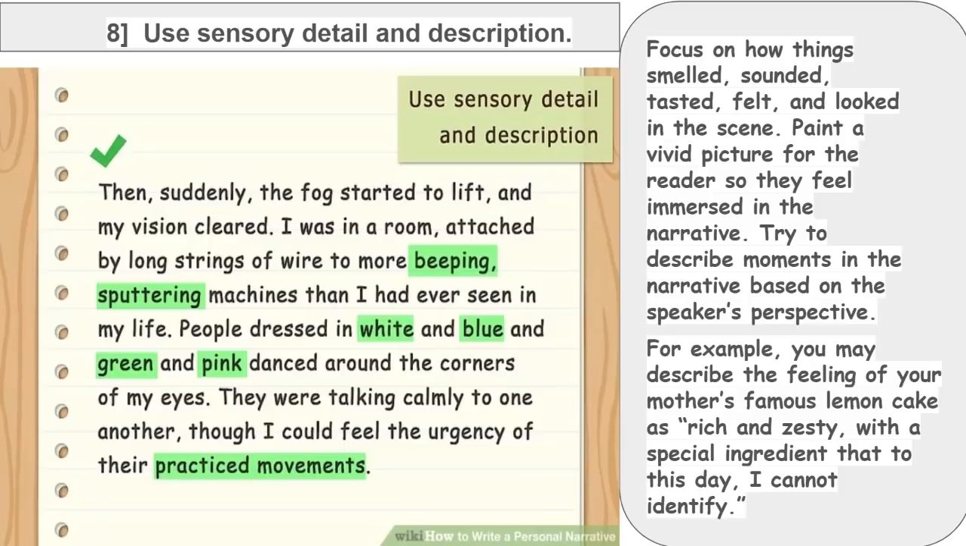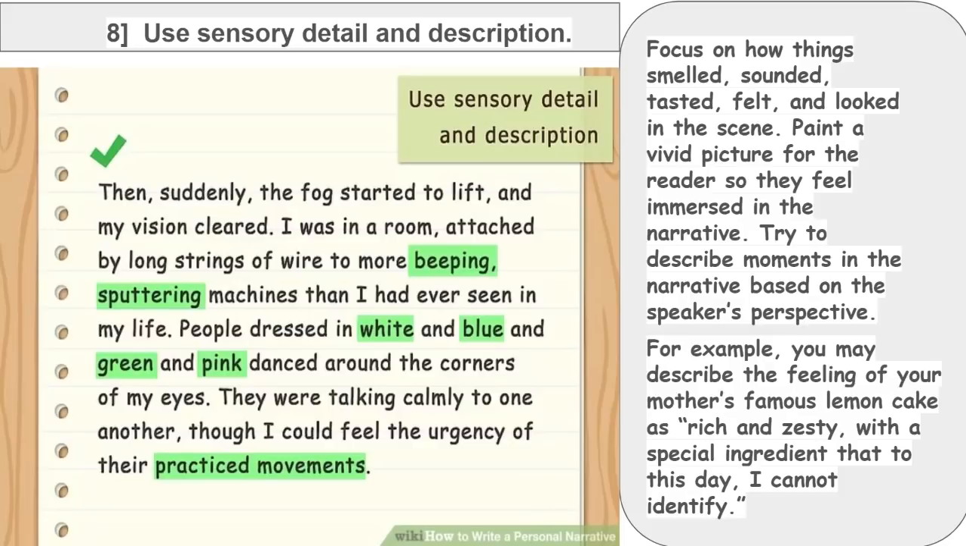Number eight, use sensory detail and description. Focus on how things smelled, sounded, tasted, felt, and looked in the scene. Paint a vivid picture for the reader so they feel immersed in the narrative. Try to describe moments in the narrative based on the speaker's perspective.